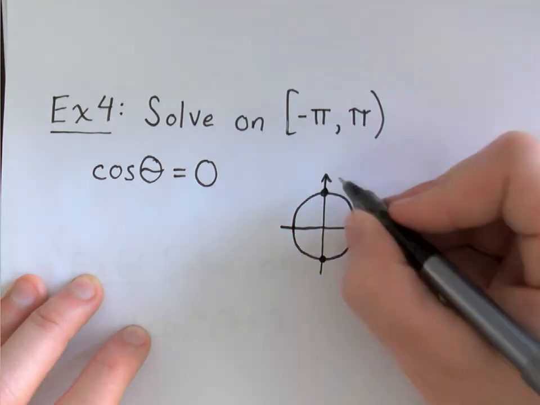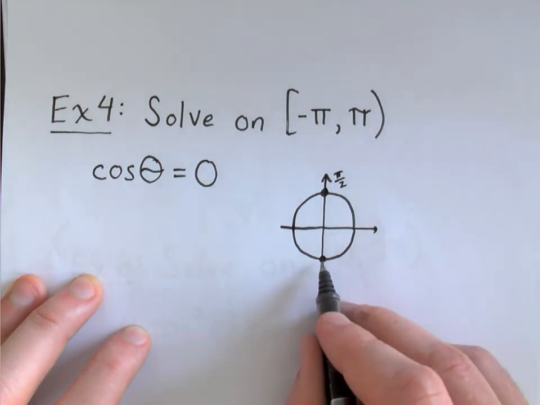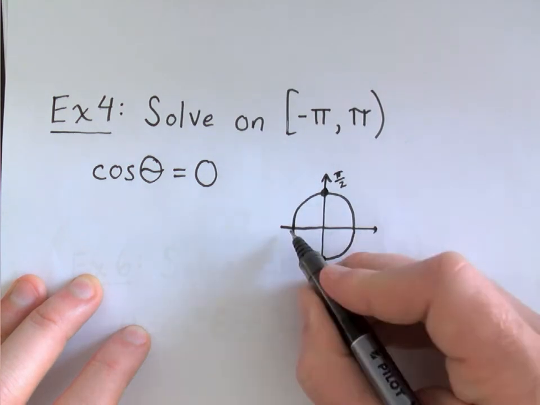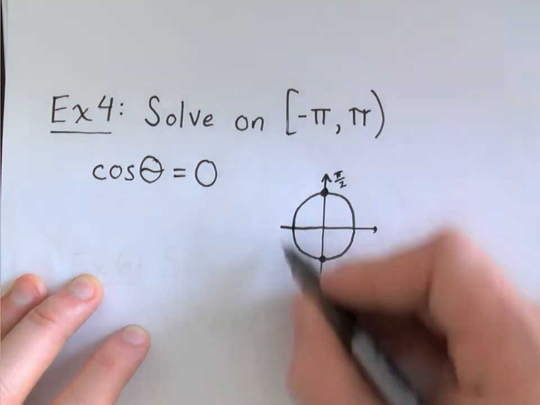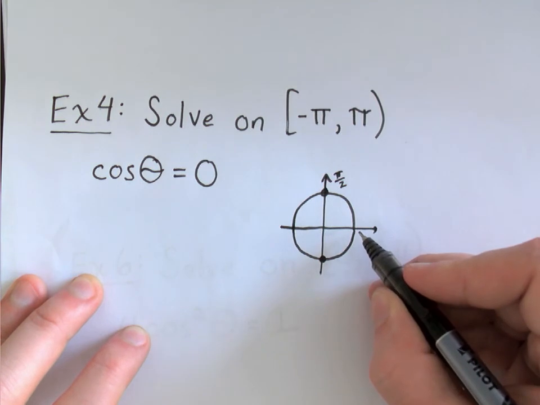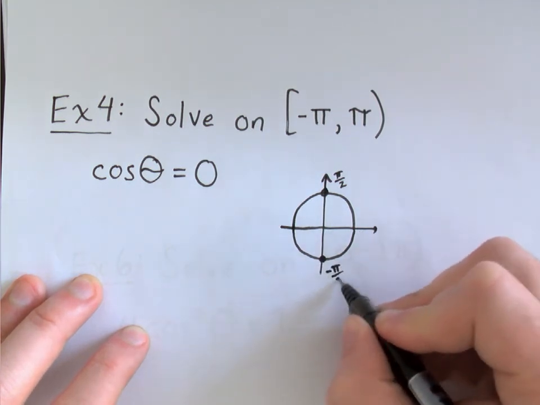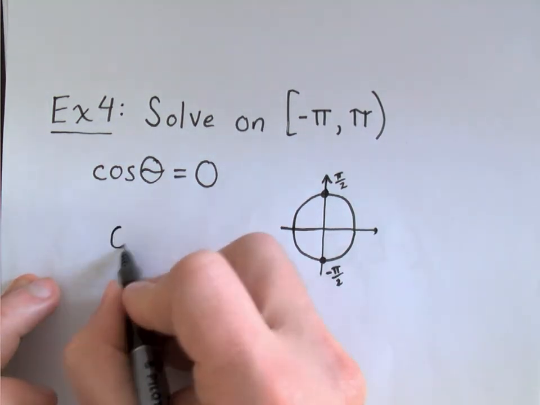Pi over 2 is on the stated interval. It's not bigger than pi. But 3 pi over 2 is bigger than pi. So what this is saying is I can wrap forward pi units or backward pi units to get my answer, but you can't go all the way around 2 pi units like you're accustomed to. So instead of calling this point 3 pi over 2, we call it -pi over 2 because it's like a quarter turn backward. And those are the two solutions to the problem.